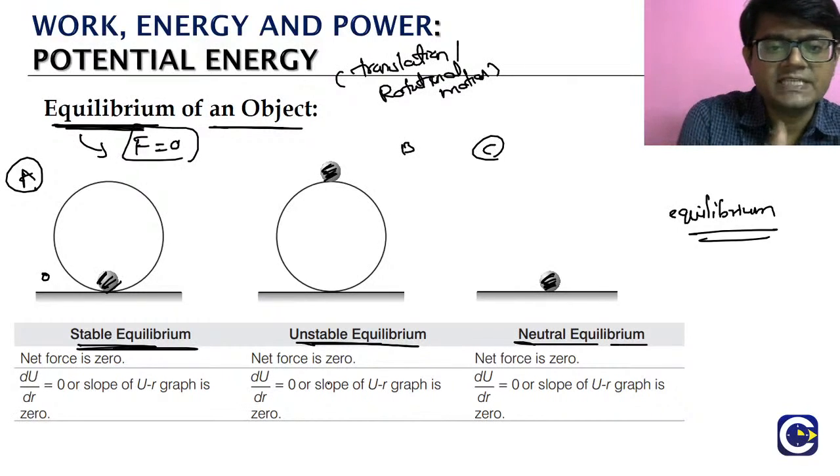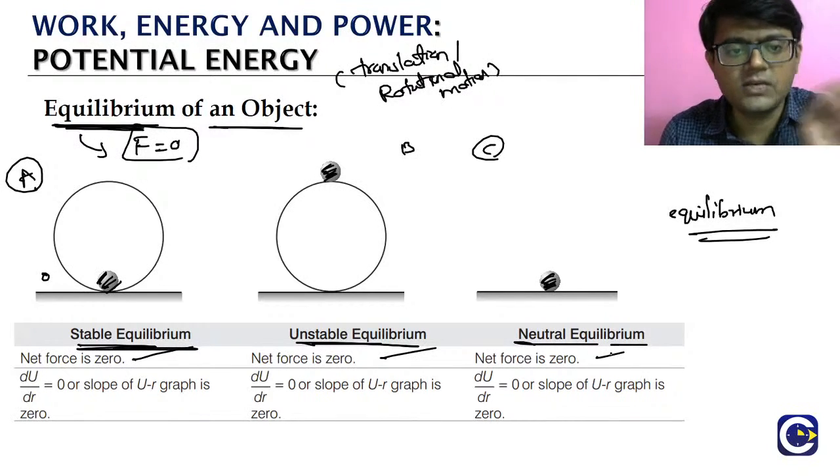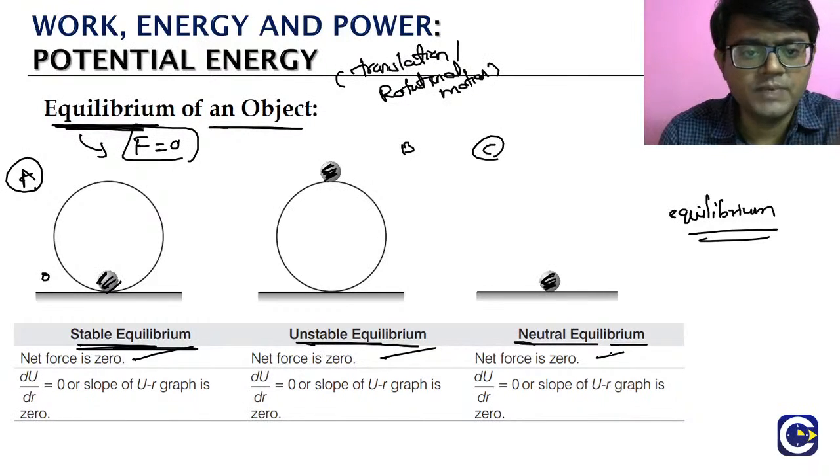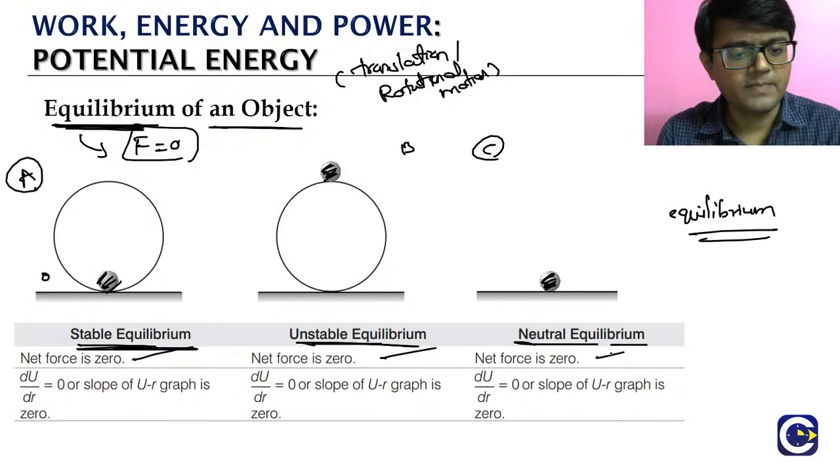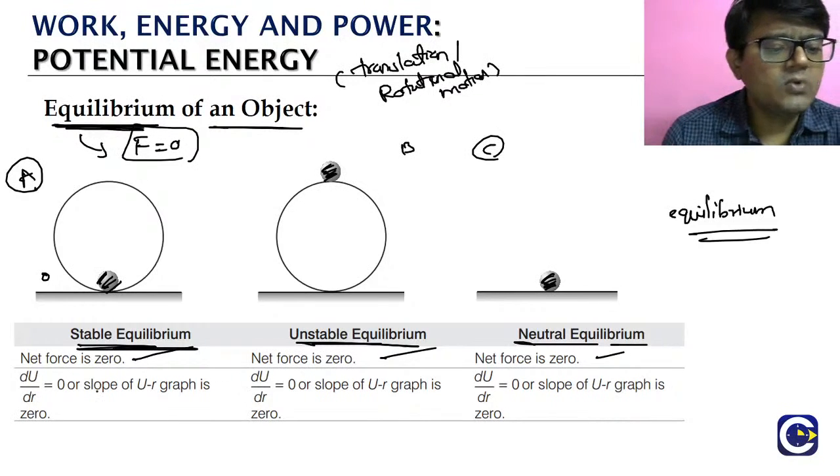So first, for all the equilibria, the net force acting on the object will be what? Zero. Only then will it come under equilibrium. So what is the equilibrium condition? The net force acting on the object should be zero.